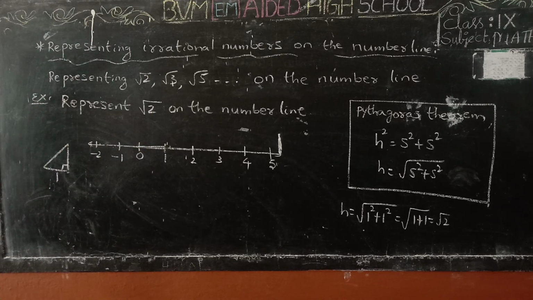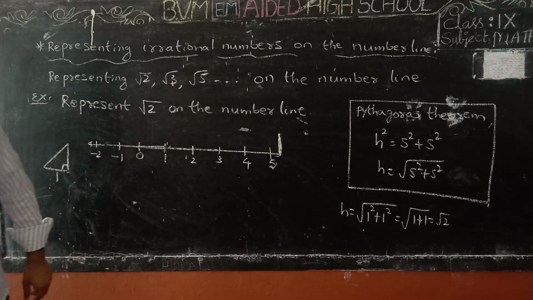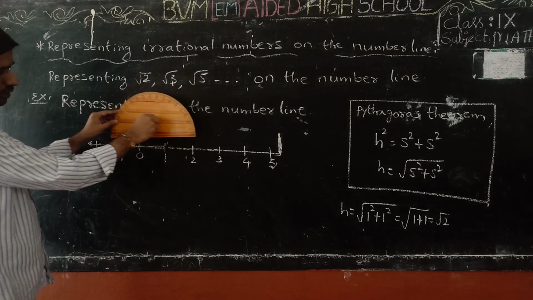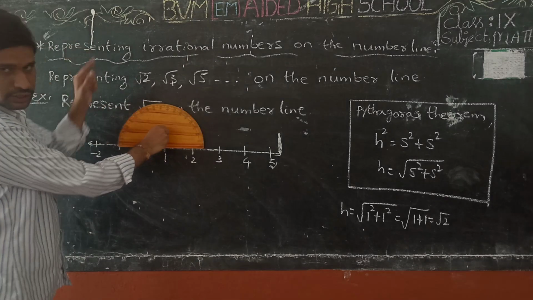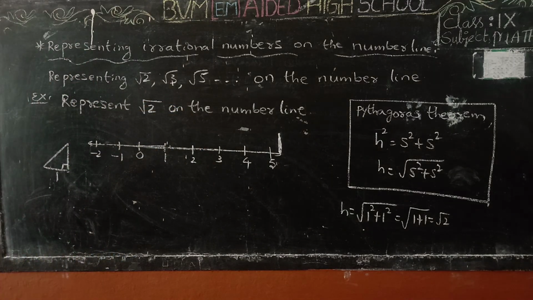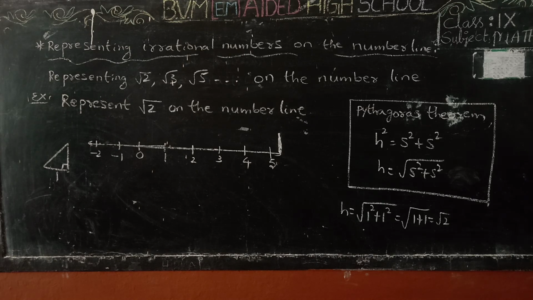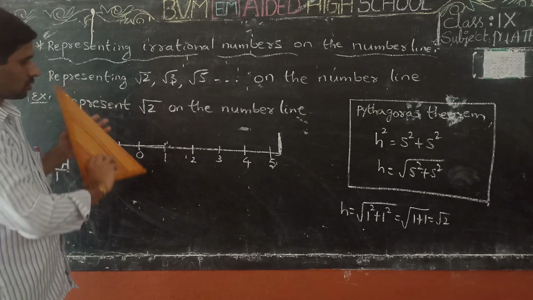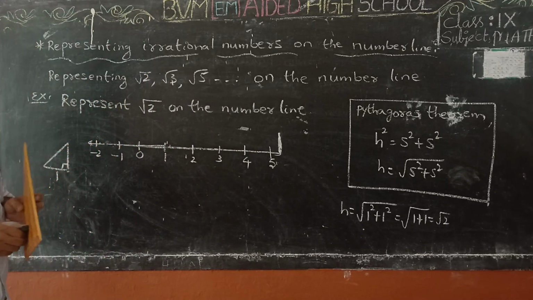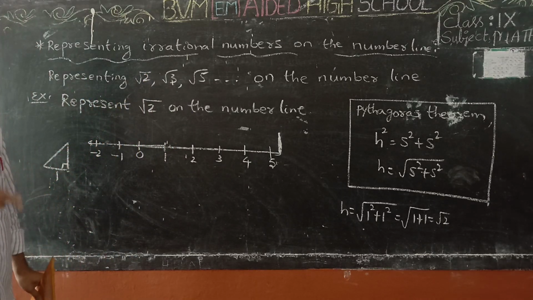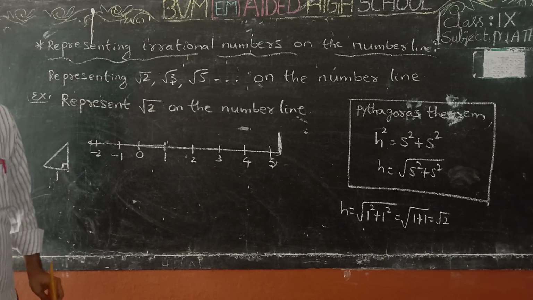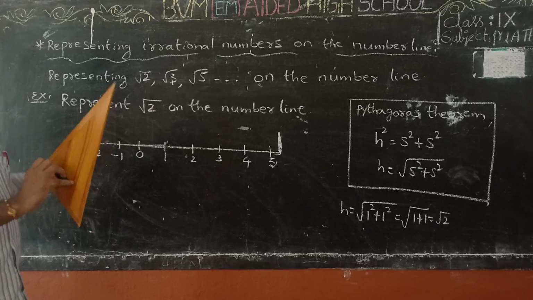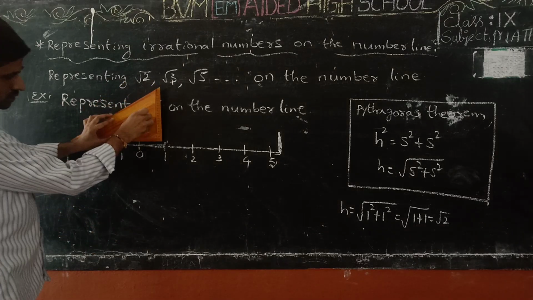How to draw a perpendicular line on the number line? You can use the protractor. A perpendicular line means it makes an angle of 90 degrees. Otherwise, you can use a set square. Otherwise, we can also draw a right angle using a compass. We already solved that in the 8th class. The simple method is using the set square.